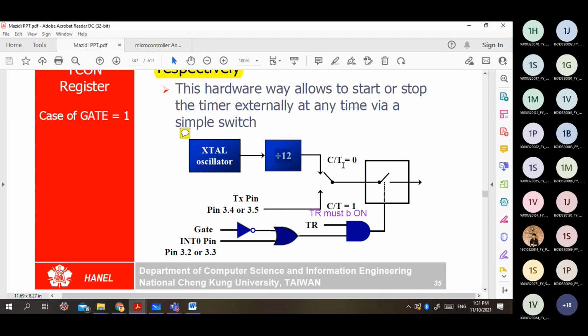So this is actually used to select the source of the frequency or clock pulses, whether it's inbuilt or external. If it is inbuilt, it is called a timer. If it is external, it is called a counter. Fine. So that is the use of this C/T bar.